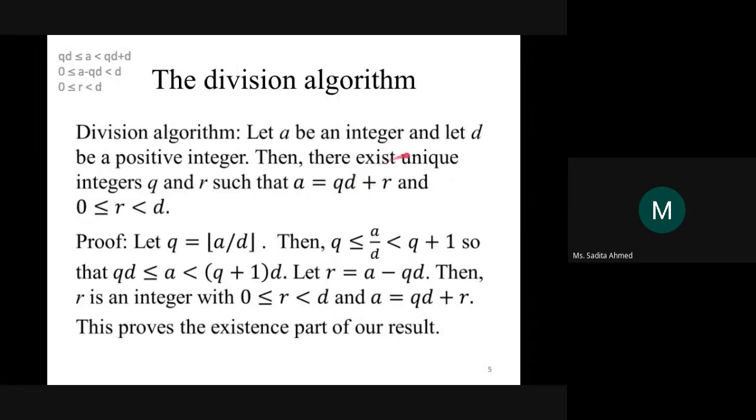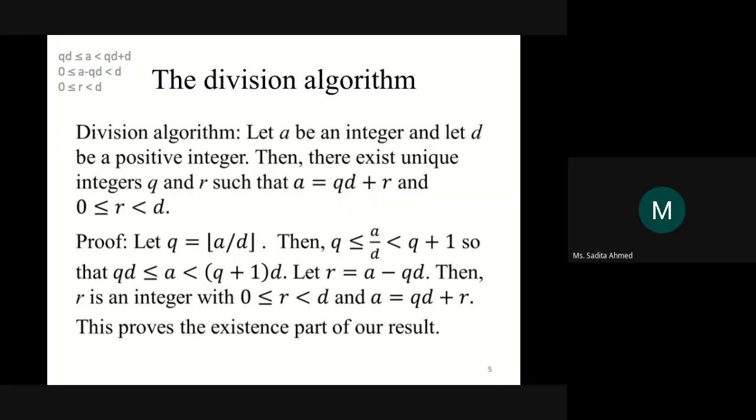That is, we have to prove that Q and R are unique. So we will first start by assuming the other possibility. If they are not unique, then the only other possibility is that for the same A and the same D, there is some other quotient and some other remainder. For the same A and the same D, there's some other quotient Q1 and some other remainder R1, let's say. That is the only other possibility.